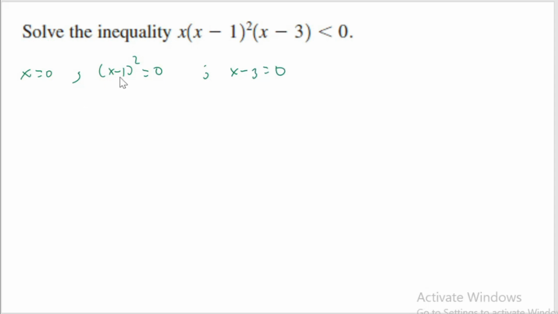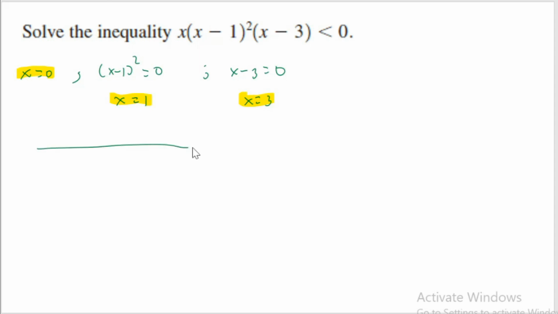So solve for this, the square of x minus 1. So we just right here x now is equal to 1. Okay, so the values of x now are 0, 1, and the other one is x is equal to 3. So let's find now the intervals.